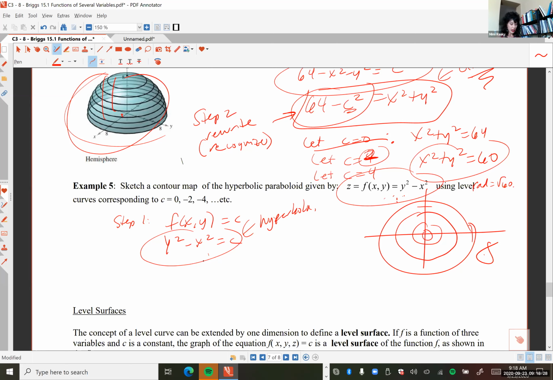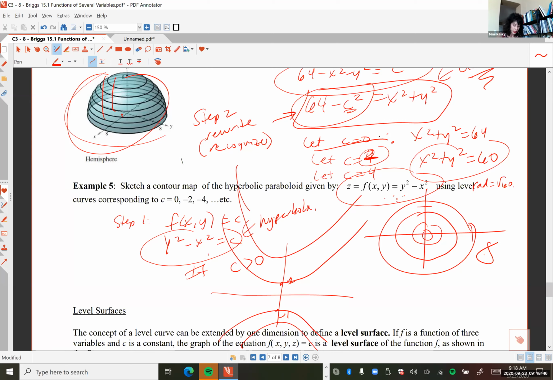This happens to be an up-down hyperbola if C is positive. So if C is something positive, and I'll let C be 1, 2, 3, whatever. If you let C equal 1, it's an up-down hyperbola, looks something like this. If you let C equal 2, C equal 3, whatever. So these are what we call vertical hyperbolas. If you let C be negative, like let's say C equals -1, so you get y squared minus x squared equals -1.